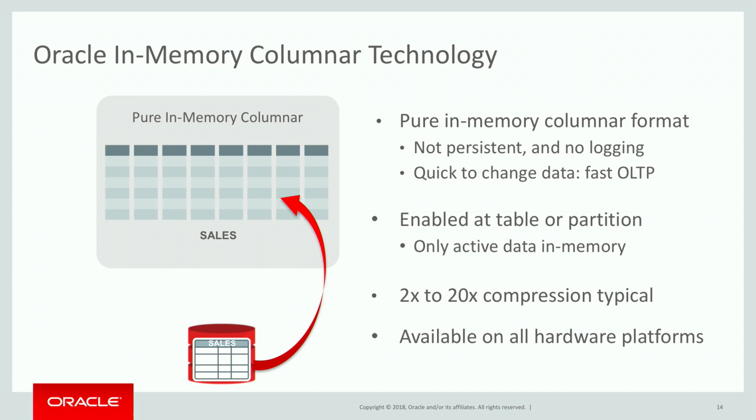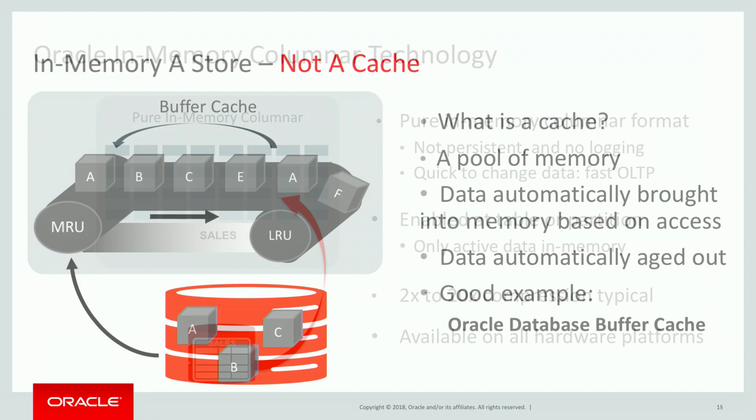I tend to tell people that in-memory is really an enabler. It's the columnar format that really gives you the speed up. But we populate the entire object in memory because we don't want to have to wait for disk I/O. To get this fast scanning, we need to have it in memory. So that's my picture for that.